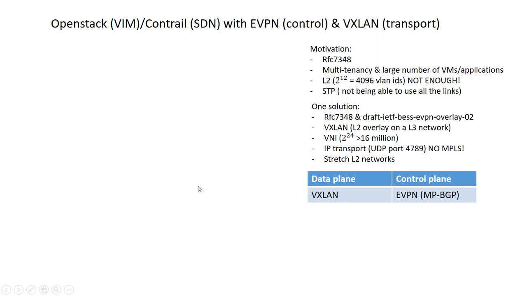So where do we start? For this recipe, let's see what entities we need. We need a control node, which will be OpenStack and Contrail.